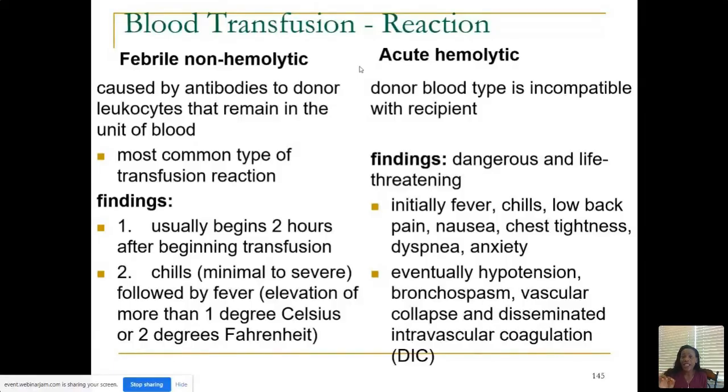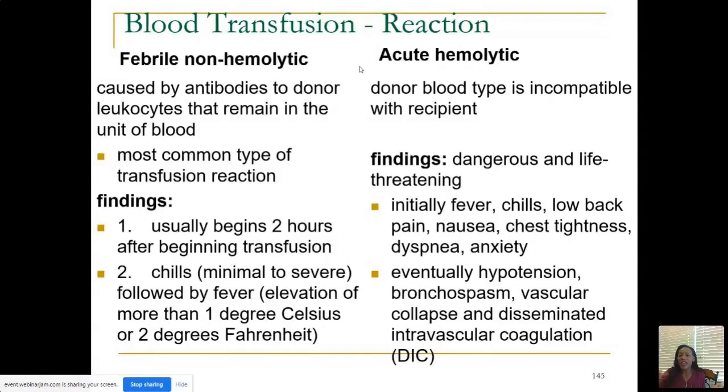Now, acute hemolytic, that's a problem. You gave the wrong blood. All right, so this is from a true incompatibility, okay? You gave the wrong blood. I actually see the reaction in the patient when I work. Oh, did they live? Yeah, somebody's saying they actually saw a reaction. Yeah, this one, acute hemolytic, yeah.